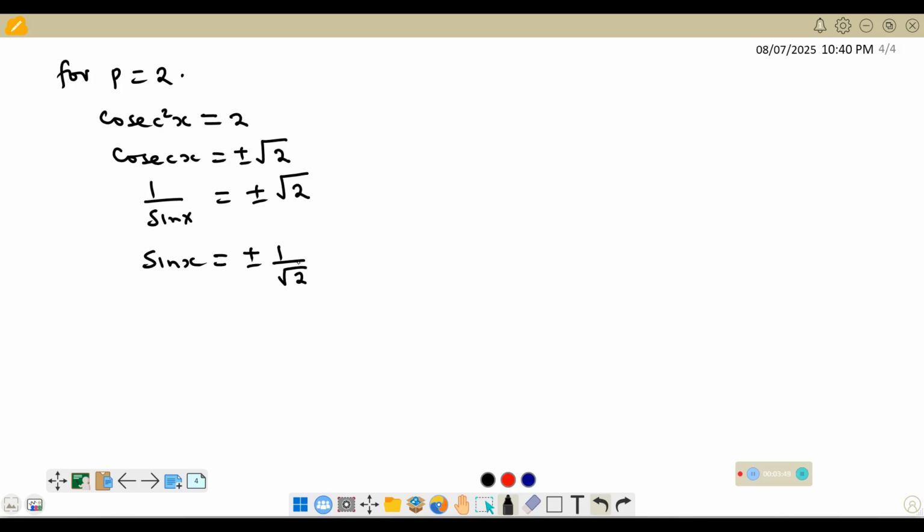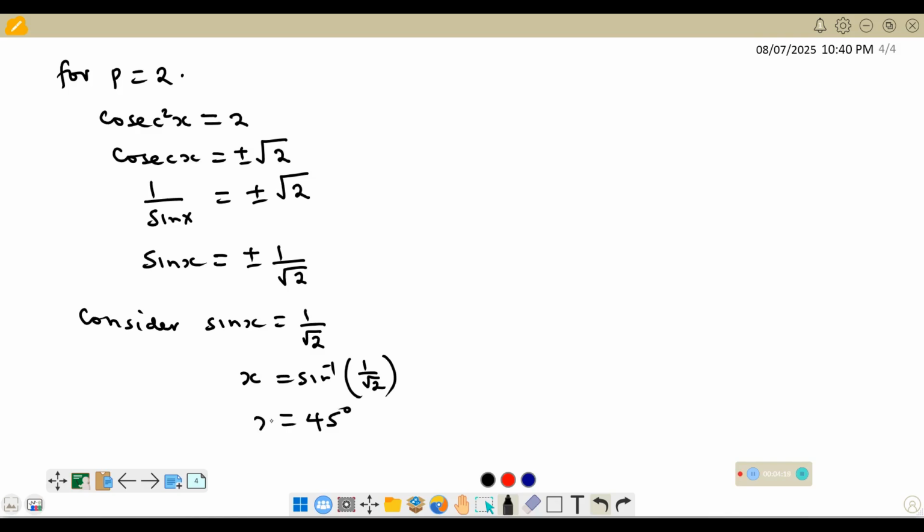So we are having sine of x equal to that, and we need to get the corresponding angles in the range of 0 to 360 degrees inclusive. Let us first consider sine of x equal to 1 upon root of 2. This will give us x as sine inverse of 1 upon root of 2, and sine inverse of this is 45 degrees. So your x will be 45 degrees, but you will also need to get the values of x where sine is positive.